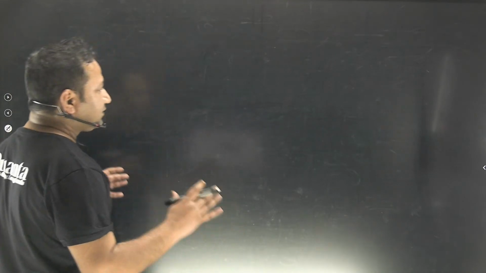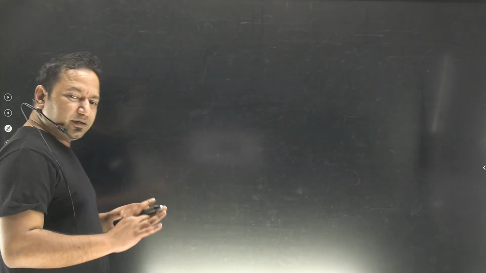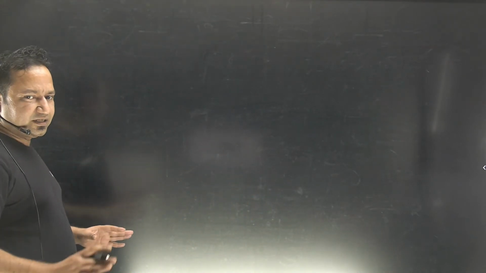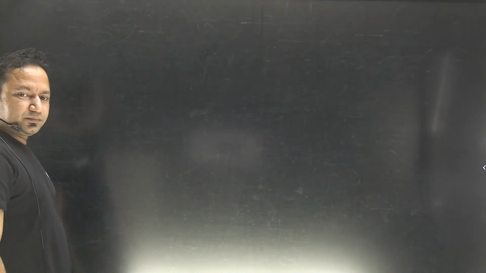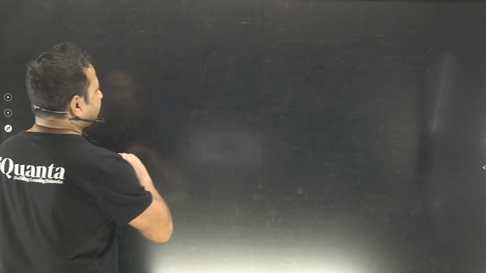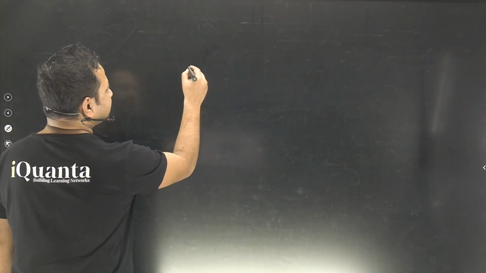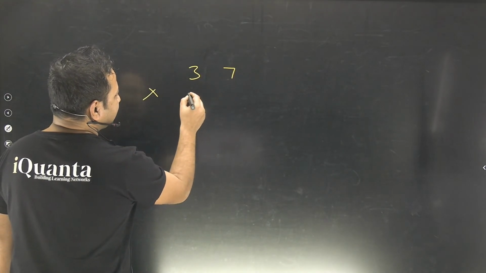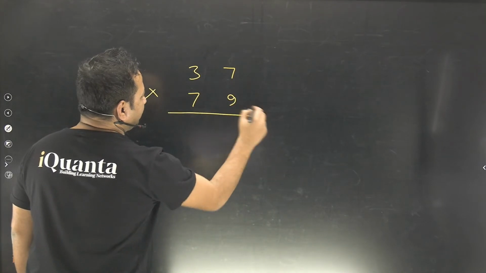I will just do one more example with very slow speed so that everybody is on the same page. Then we start with 3-digit numbers. Okay, the last one. Astha, look at this. 37 multiplied by, let's say, 79.